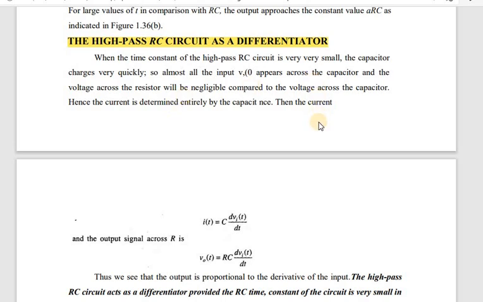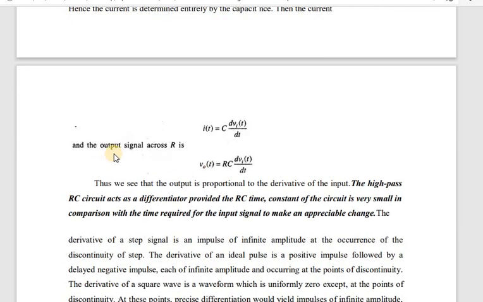So the current can be given as i of t equals C into dVi of t by dt, where Vi is the input voltage. The total current will be obtained at the capacitor itself, because the voltage drop across the resistor is negligible. Hence the output signal can be given as V0 of t equals RC into dVi of t divided by dt.